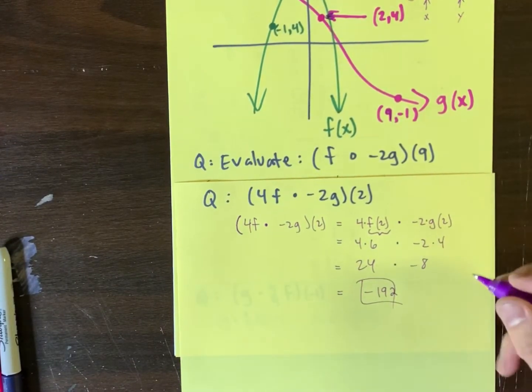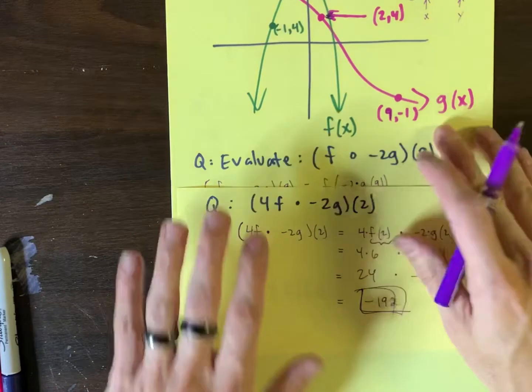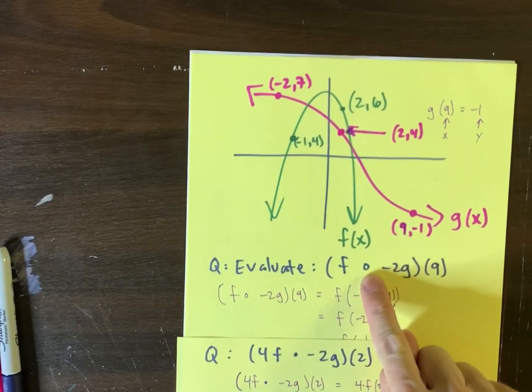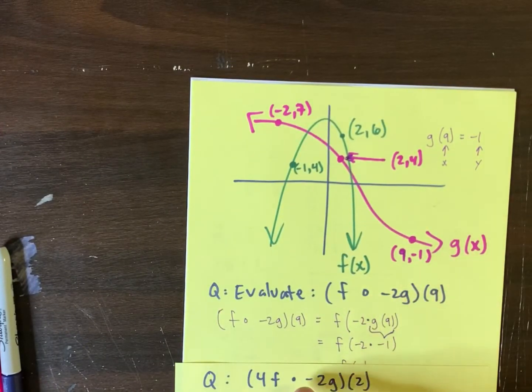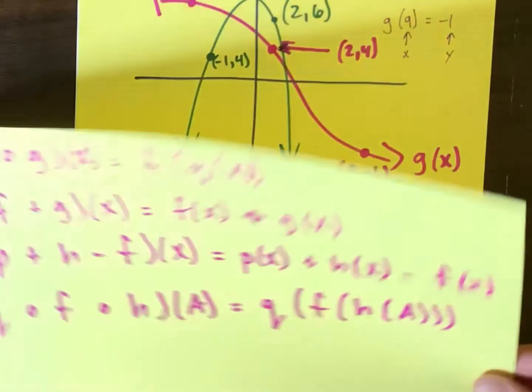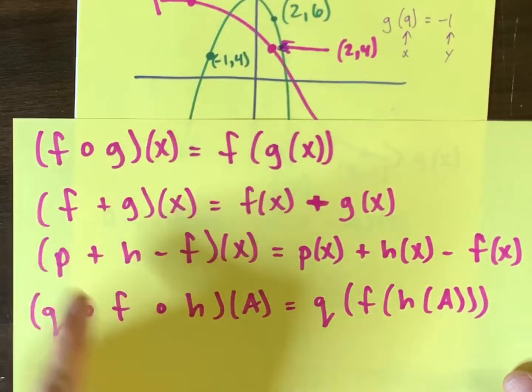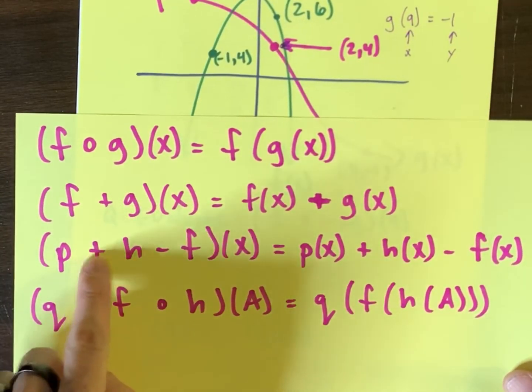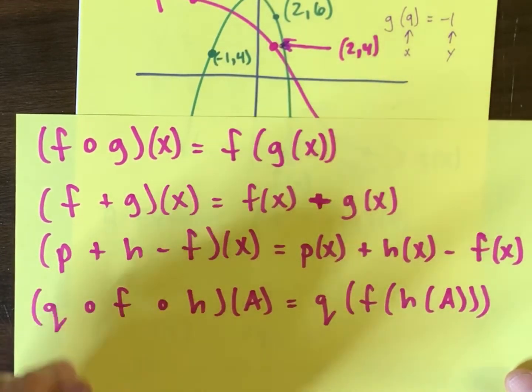Final answer. So that's the difference between compositions and arithmetic operations, right? So these were compositions versus arithmetic operations like add, subtract, multiply, and divide.